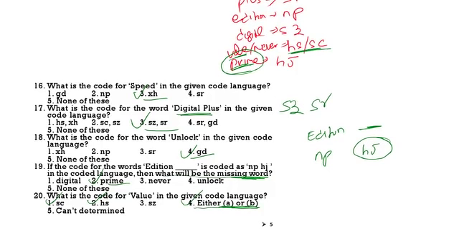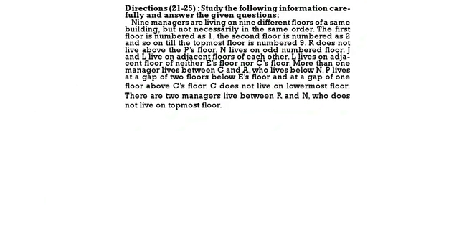See the next one. Study the following information carefully, then answer the questions. So here some information is there. You have to answer the question based on the given information. 9 managers are living on 9 different floors of the same building but not necessarily in the same order. The first floor is 1, second floor is 2 and so on till the topmost floor is 9.